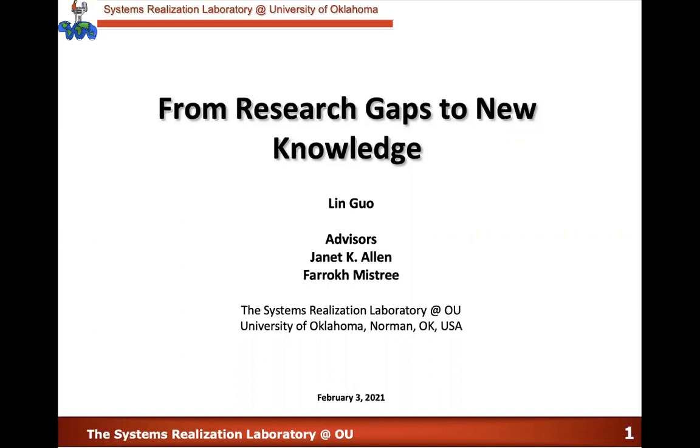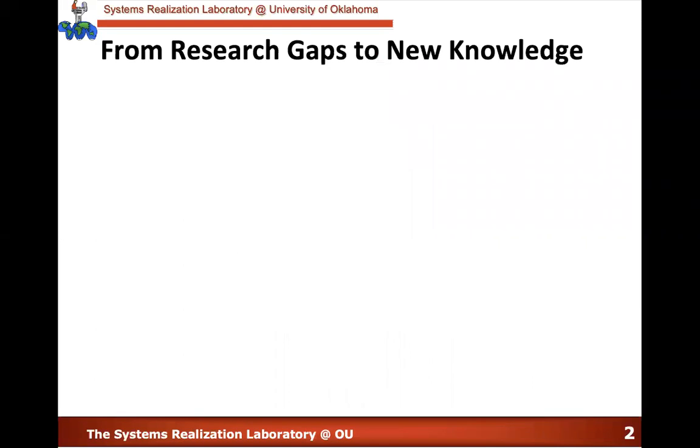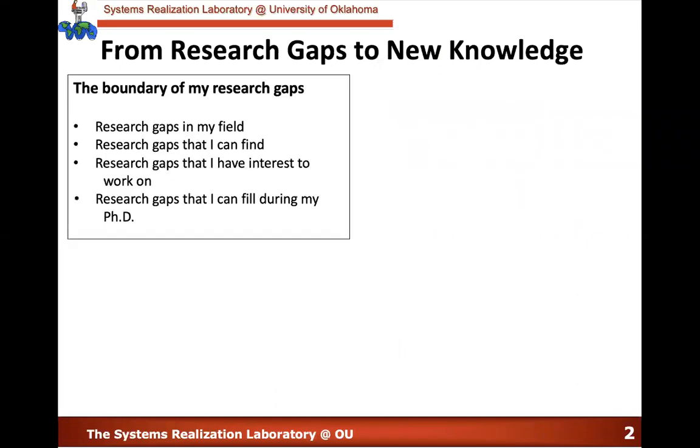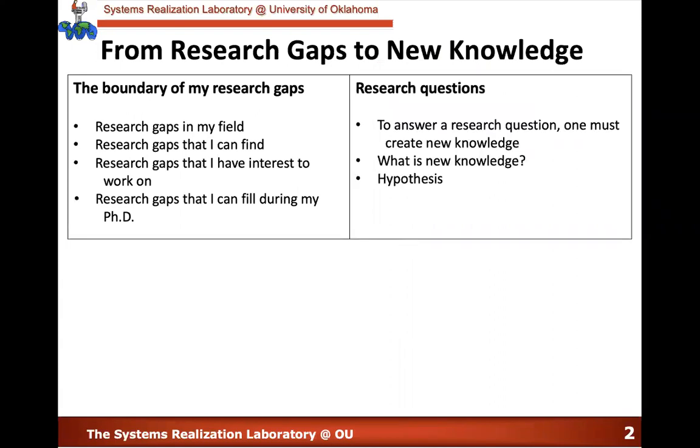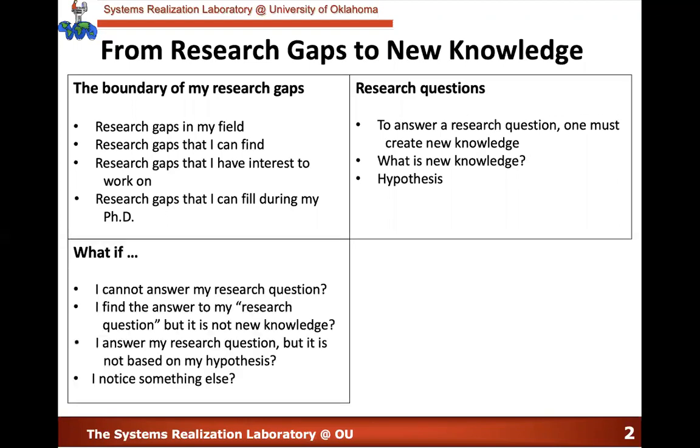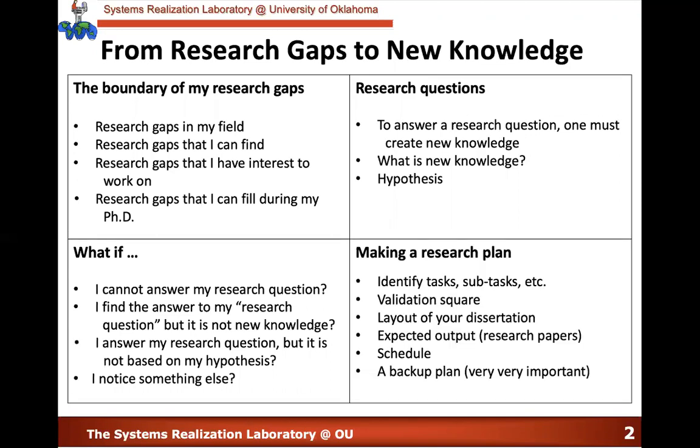Today's topic is about from research gaps to new knowledge. So how to create new knowledge, given that you already identified research gaps? First, we need to know the boundary of our research gaps. Second, we need to pose right research questions and have right ways to answer them. Third, we may meet some difficulties, so we need to answer some questions. And then we need to make a research plan and work out it.